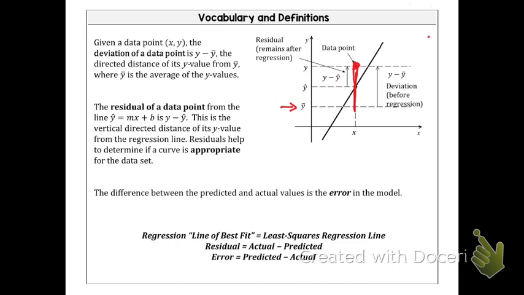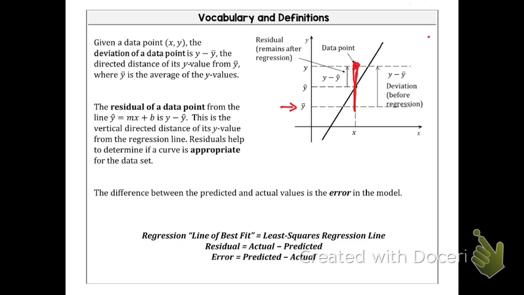The residual of the data point, though, from the regression line is the distance it is from the regression line. So it's a vertical distance between the y value of the point and the regression line. Residuals help to determine if a curve is appropriate for the data set. The smaller the residuals, the better it's going to be. And then the difference between the predicted and the actual values is the error in the model. So any difference between the predicted and the actual, the residual amount, is our error.